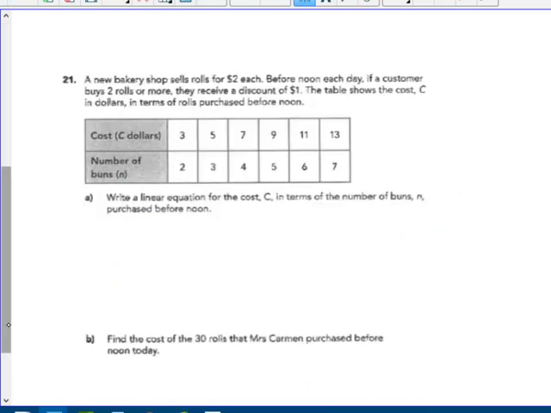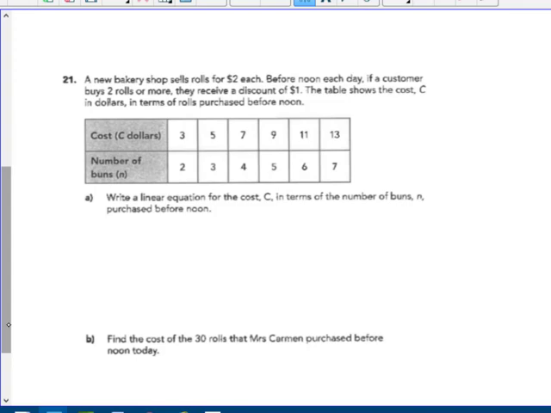Number 21, a new bakery shop sells rolls for $2 each. Before noon each day, if a customer buys 2 rolls or more, they will receive a $1 discount. The table shows the cost C in dollars in terms of the rolls purchased before noon.